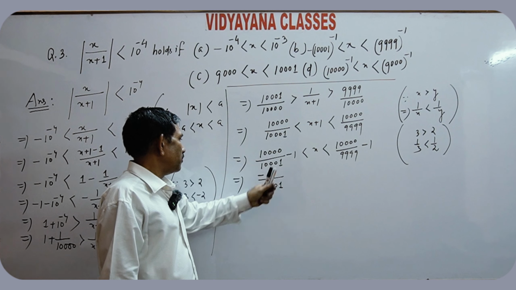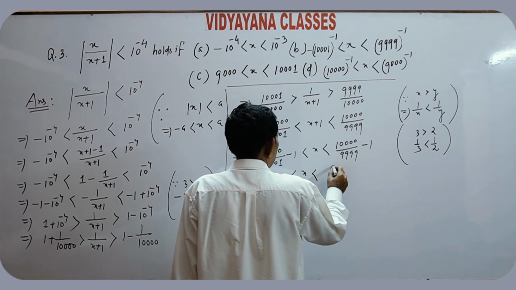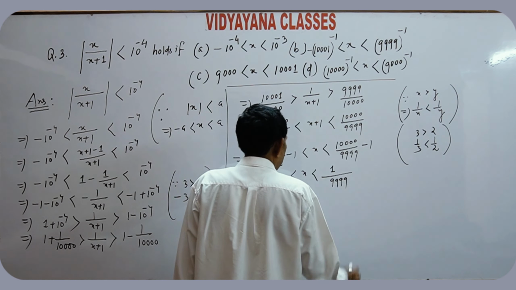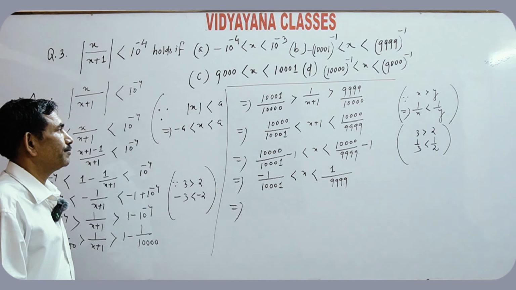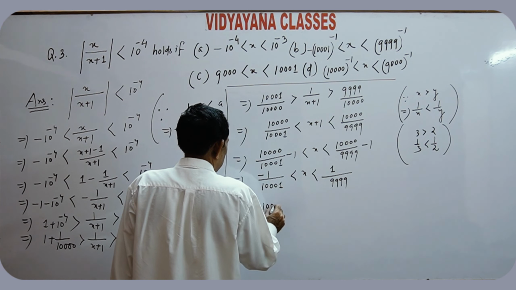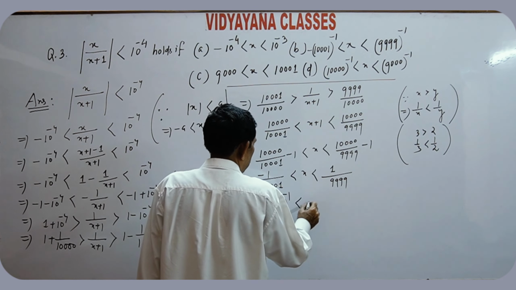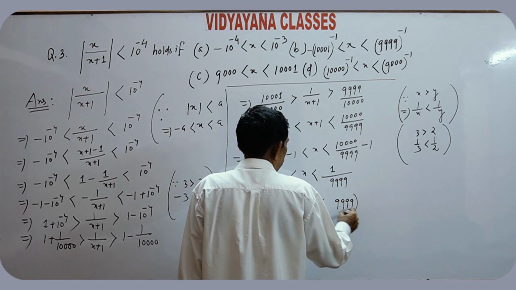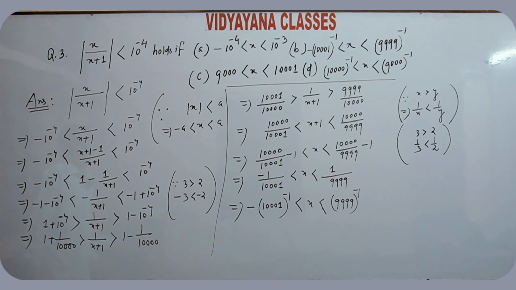10,000 minus 10,001 less than x less than 1 divided by 9,999, which is same as minus 10,001 to the power minus 1 less than x less than 9,999 whole to the power minus 1. Clear? Only one concept.